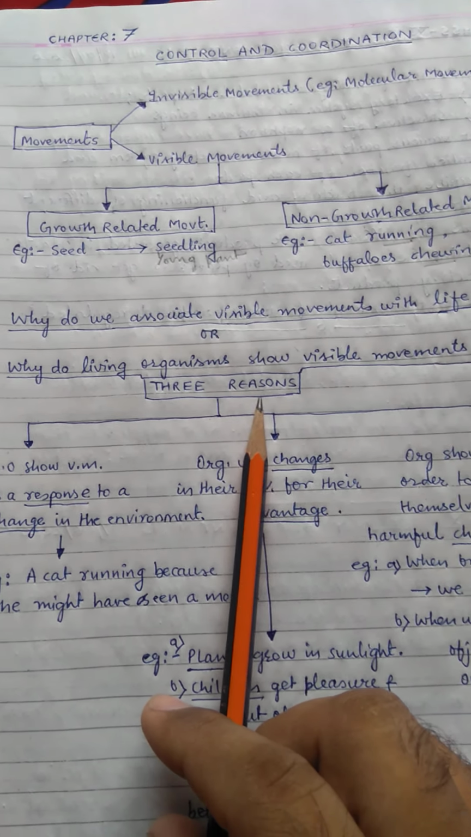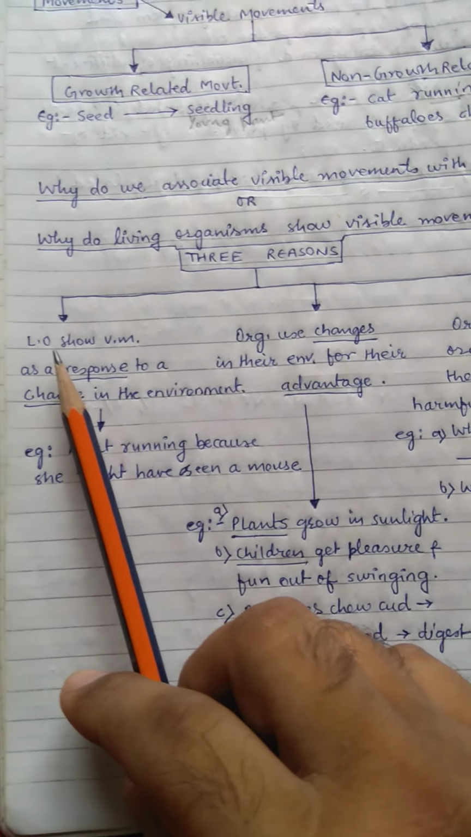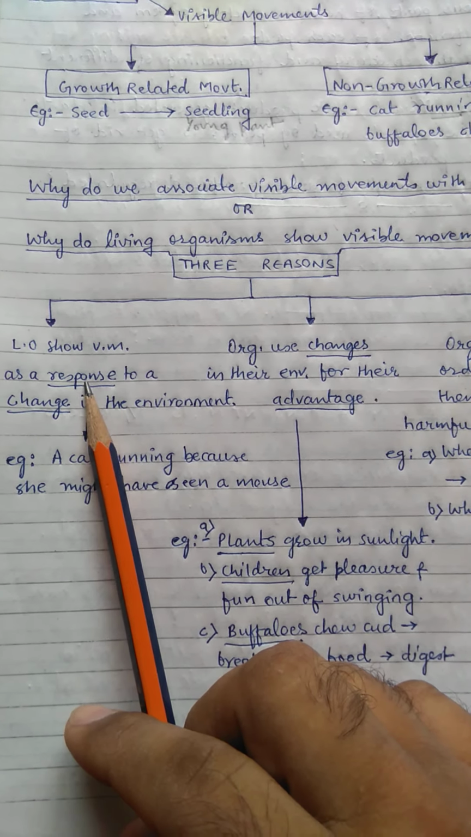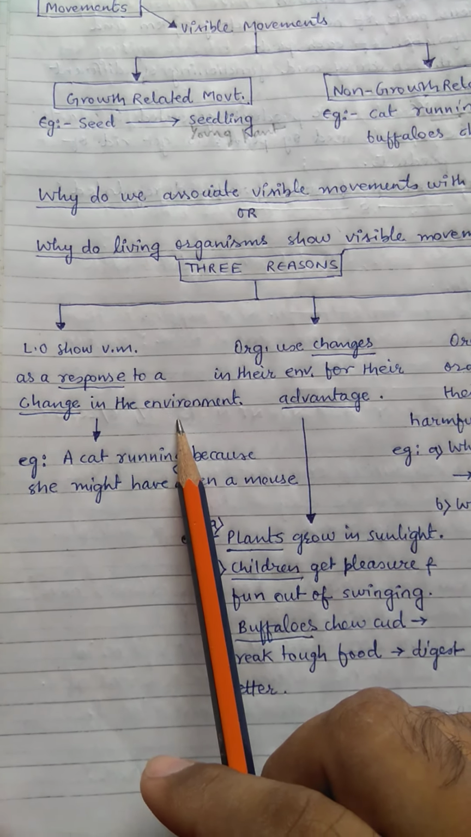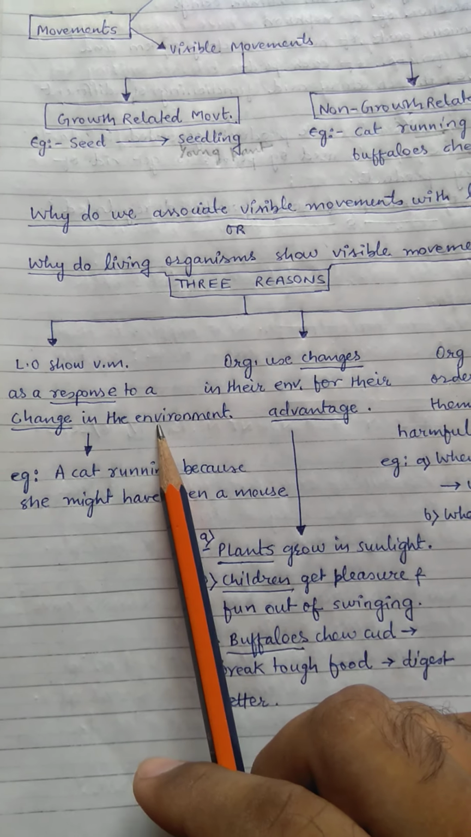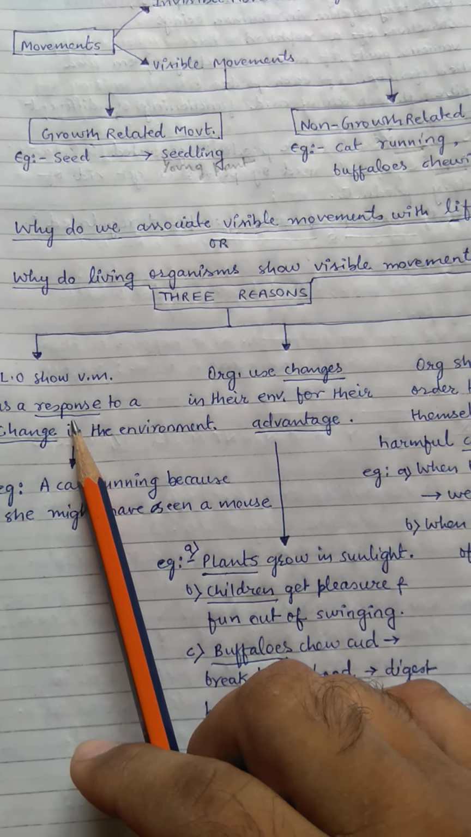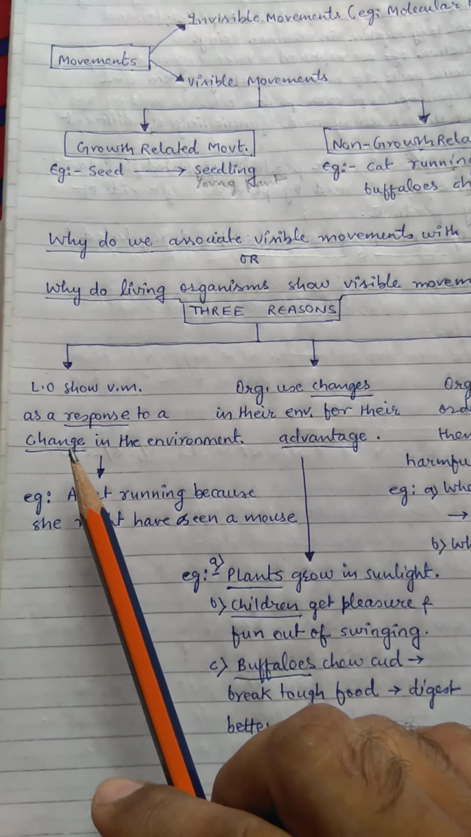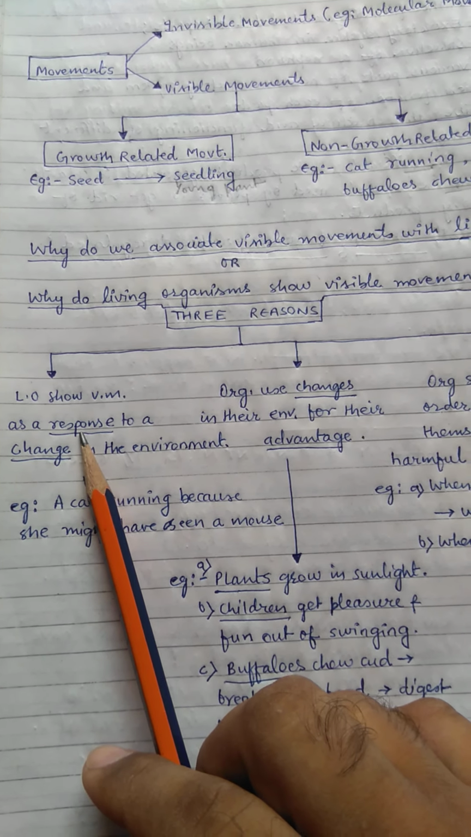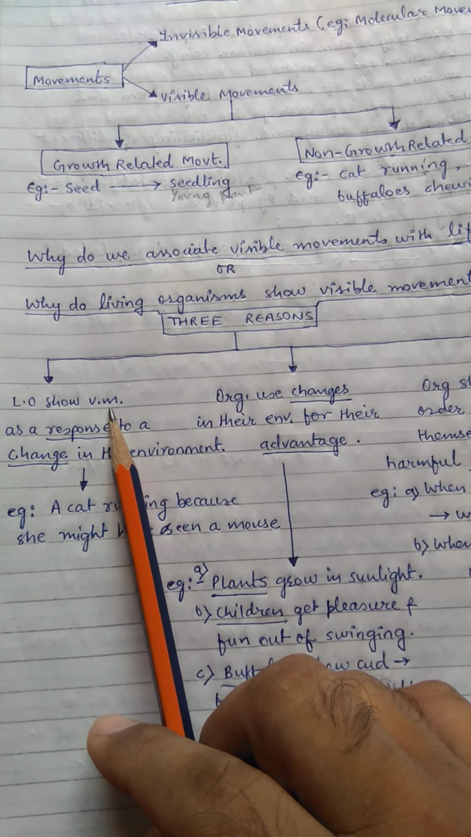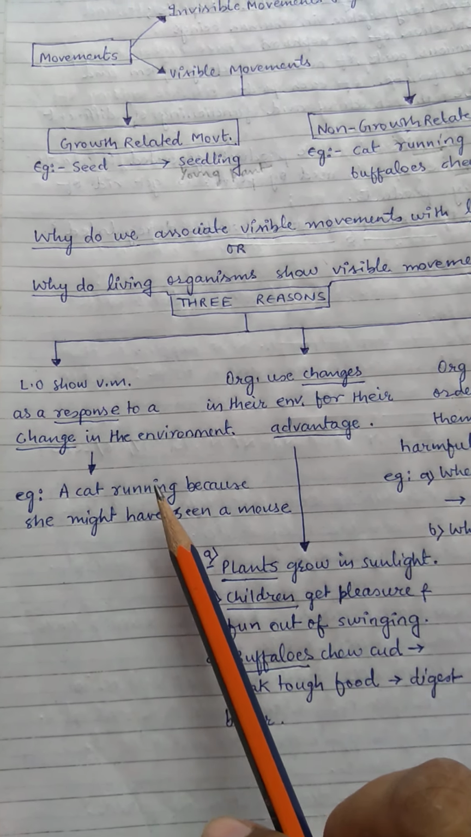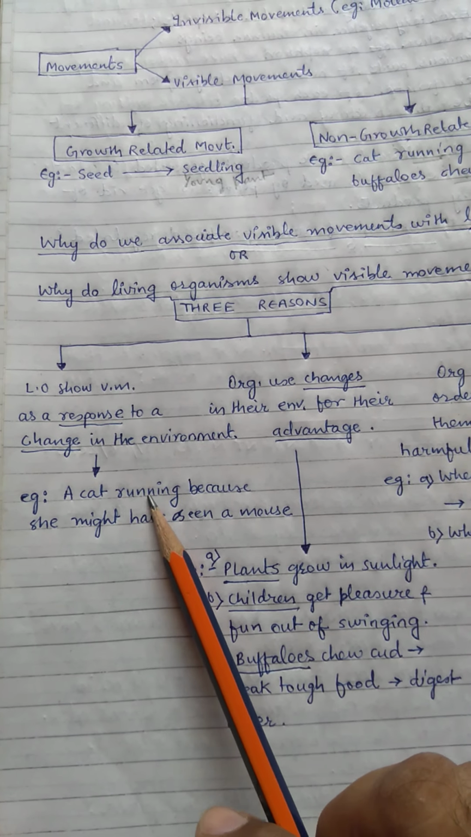There are three reasons in our textbook. Living organisms show visible movements as a response to a change in the environment. I have underlined the keywords. One thing is change in the environment, and other thing is response. And remember that due to the change in the environment, living organisms show response, and those responses are visible as movements. For example, a cat is running. So running is the visible movement.